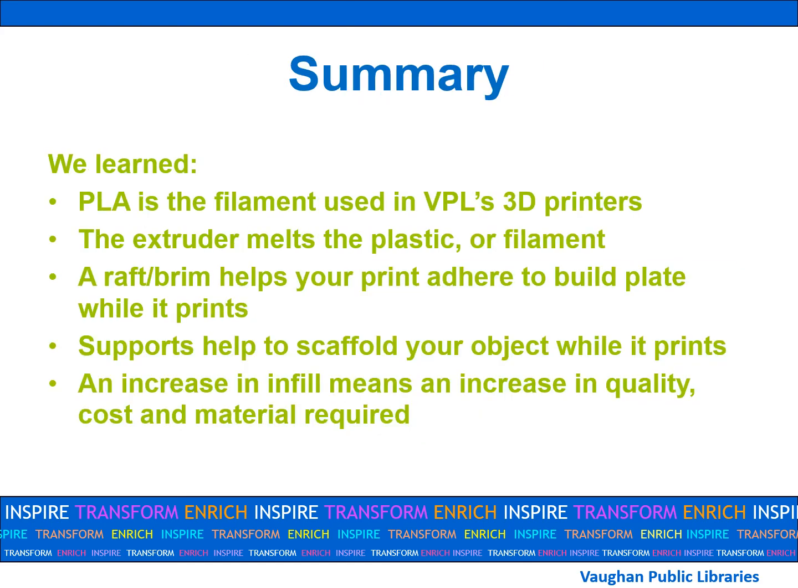To recap this lesson, we learned that PLA is the filament used in all of Vaughan Public Libraries 3D printers. The extruder is the part of the printer that melts the plastic or filament, and a raft is the piece of the print that adheres to the build plate while your item prints. Supports help to scaffold your object while it prints, and an increase in infill means an increase in quality, but also cost and the material required.